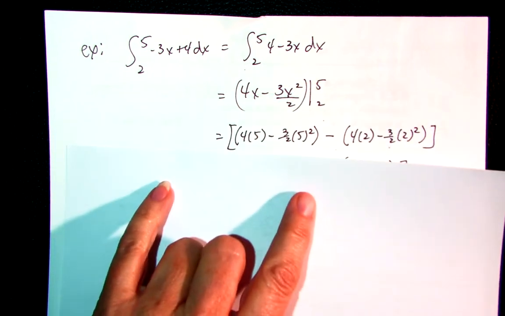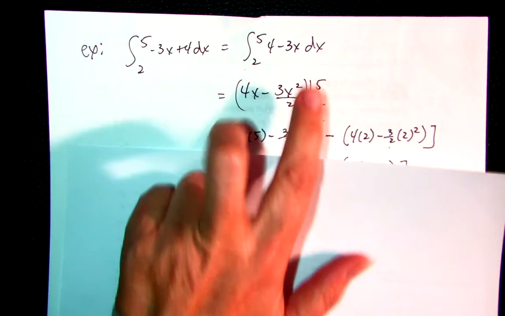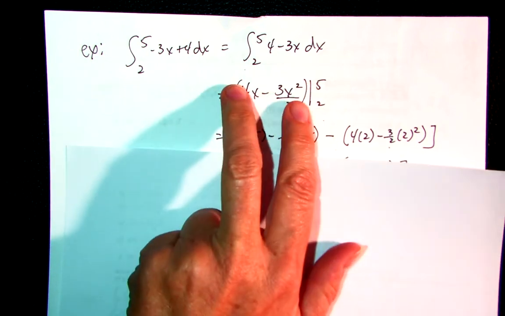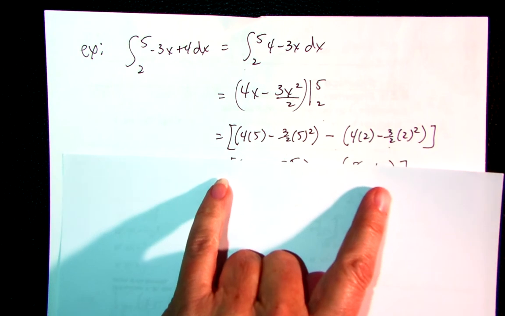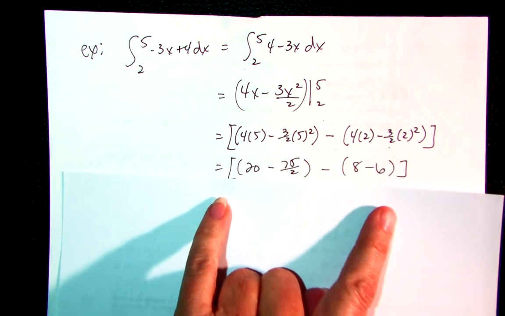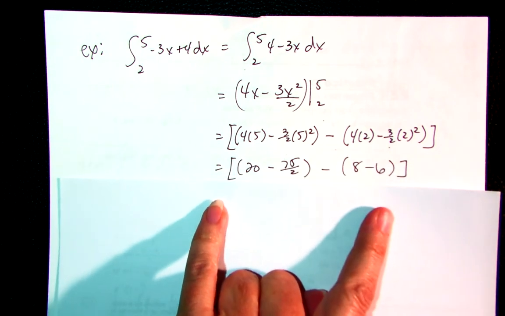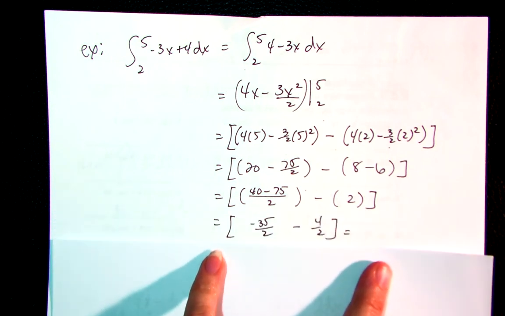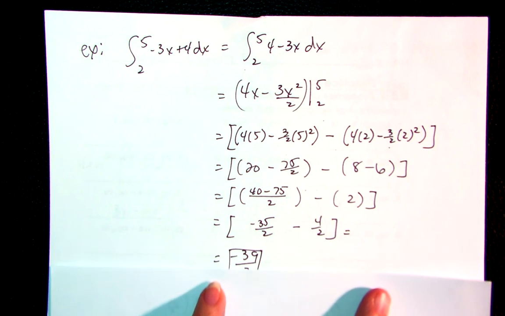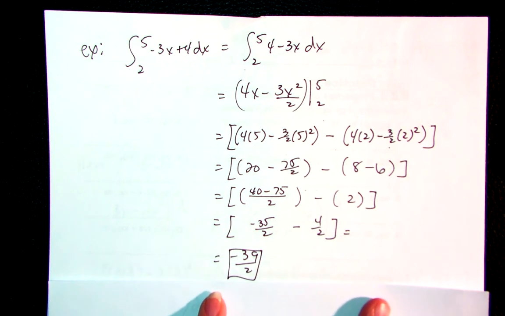Here's where I do my substitution. I must take this whole thing, substitute in 5, minus take this whole function, substitute in 2. Please be very careful with all your parentheses. I'm not going to read this to you. You can watch this. Make sure you know how I got through everything. That is the area under the curve.